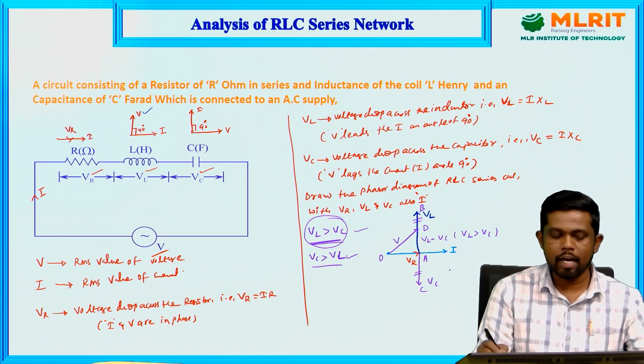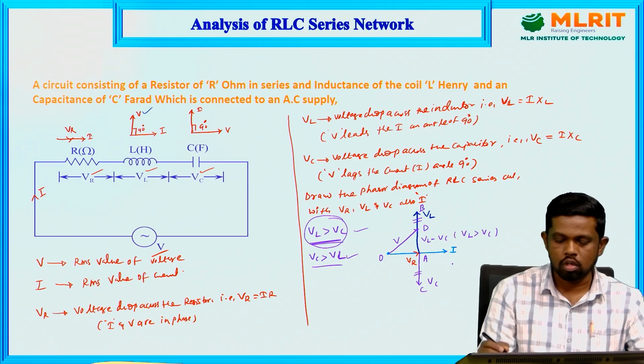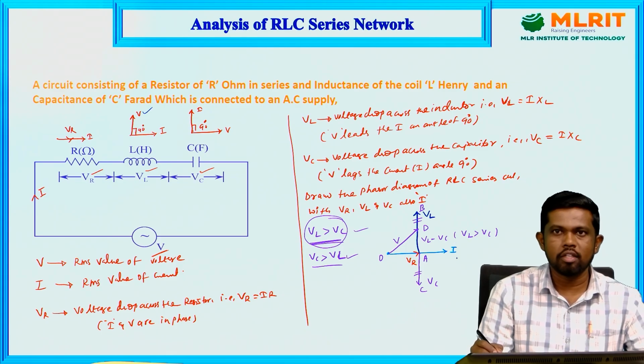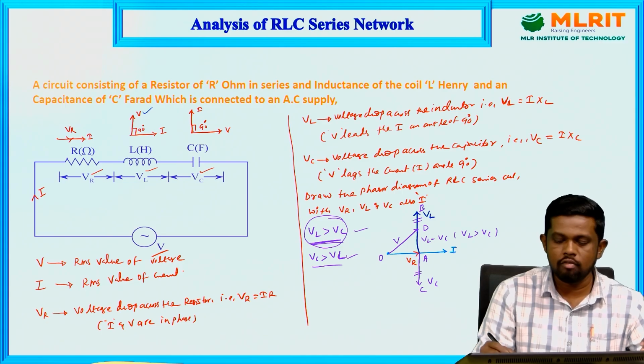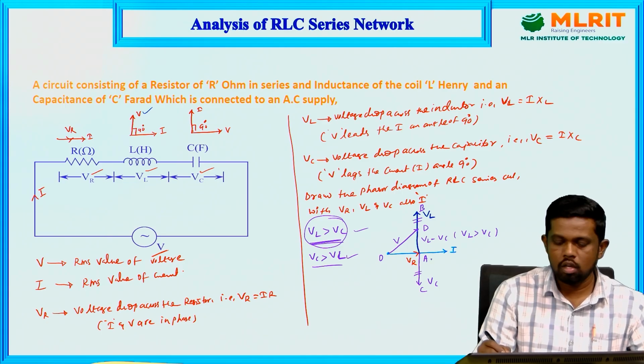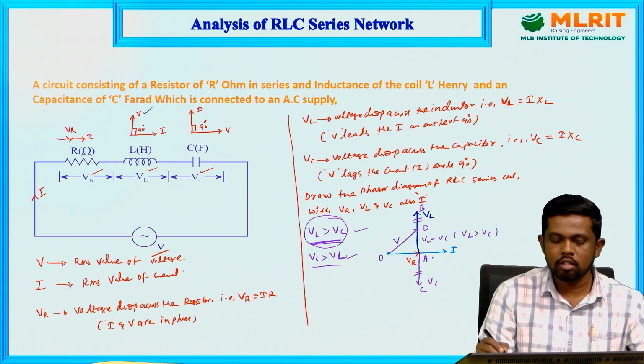This is the phasor diagram of the RLC series circuit. First, we need to take the current as a reference. With reference to the current, the voltage across the resistor is in phase, and the inductor voltage always leads the current. For the capacitor, the voltage across the capacitor always lags behind the current. That's why the voltage across the resistor is this one, the voltage across the inductor is this one, and the voltage across the capacitor is this one.